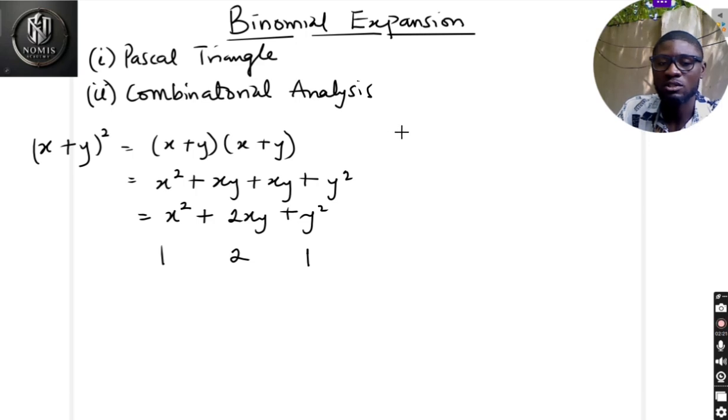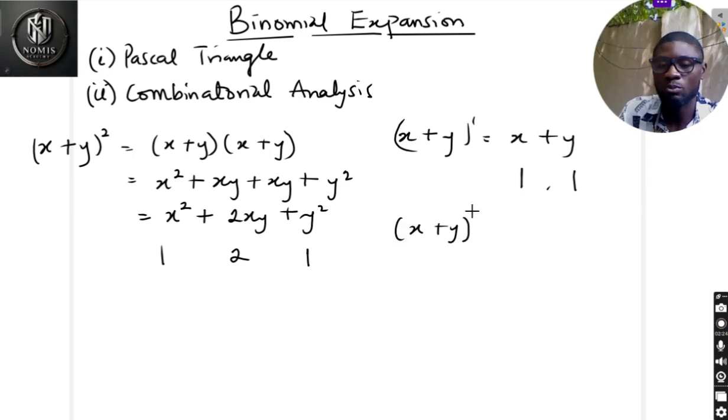Let's check the other way around. What if it is x plus y raised to the power of 1? We'll definitely have x plus y, and the coefficients are just 1 and 1. What about x plus y raised to the power of 0? We have the coefficient 1, because anything raised to the power of 0 in mathematics is 1. So when we have the power of 1, we have 1, 1. When we have the power of 2, we have 1, 2, 1. This is what Pascal studied to come up with what we now know as Pascal triangle.